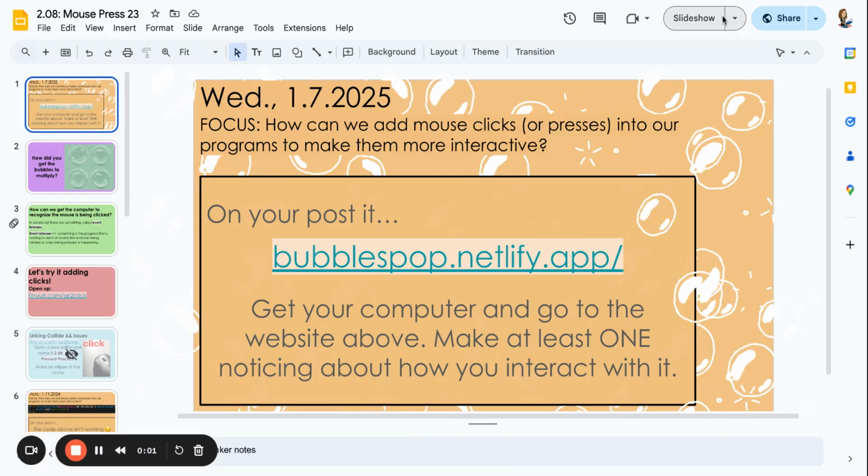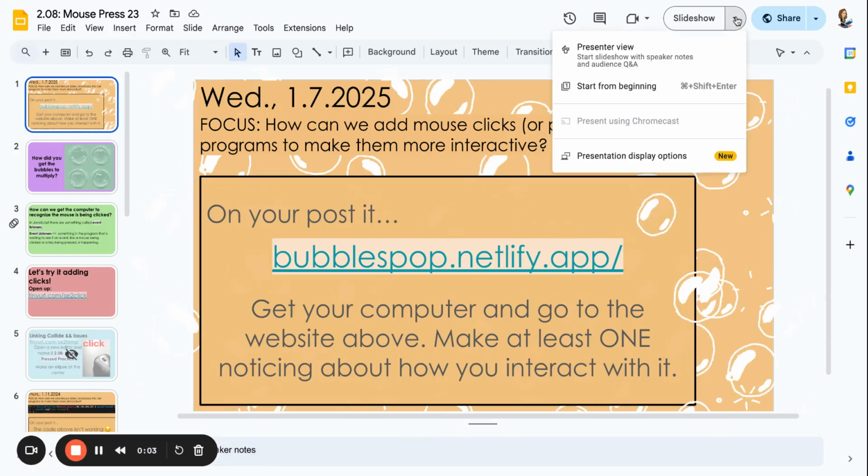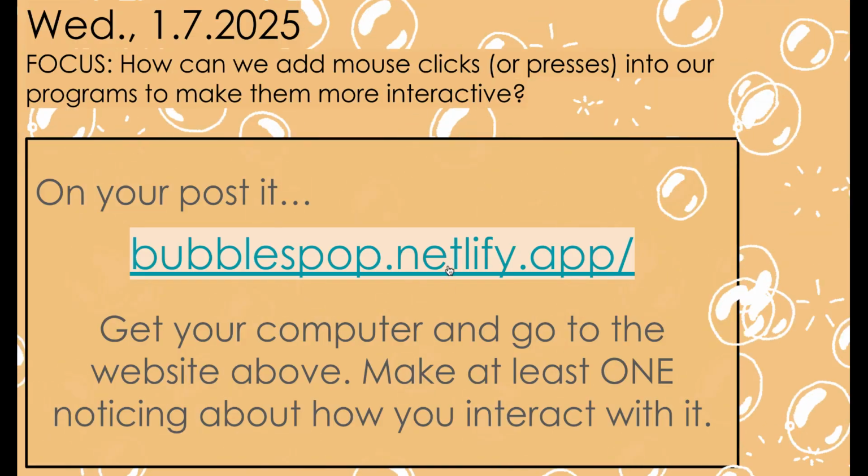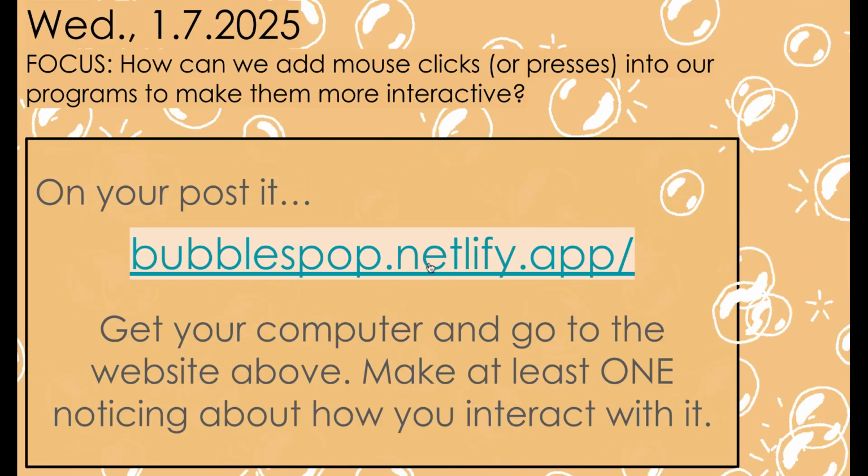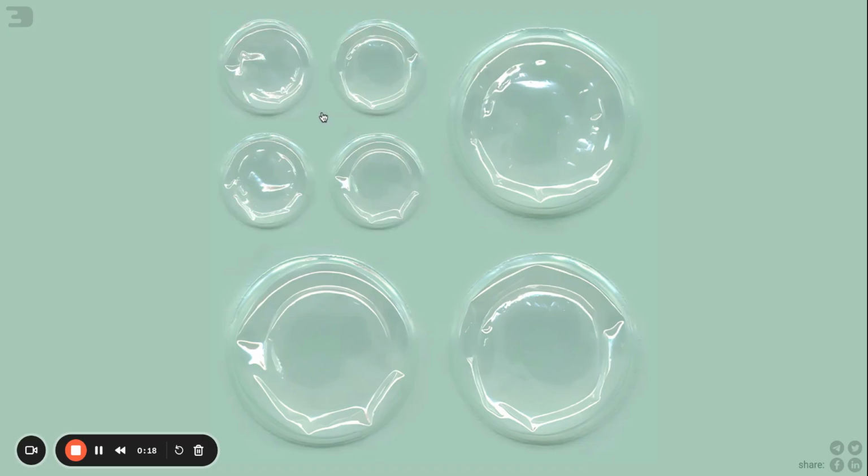In this video, we're going to talk about how we can add clicking into our code. So I'm starting out with people going to this website. I'll just show you, but notice in this website there are bubbles. And if I put my mouse on the bubbles or the ellipse, nothing happens. But if I click, it splits.